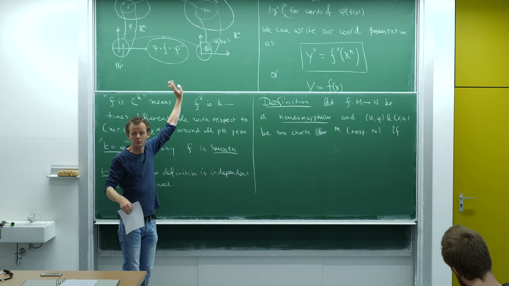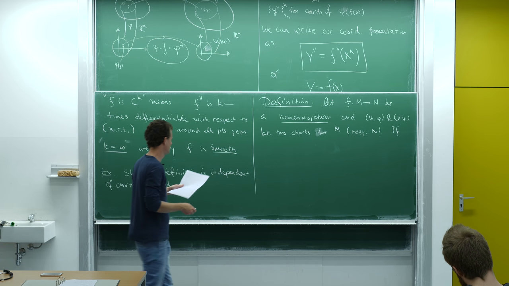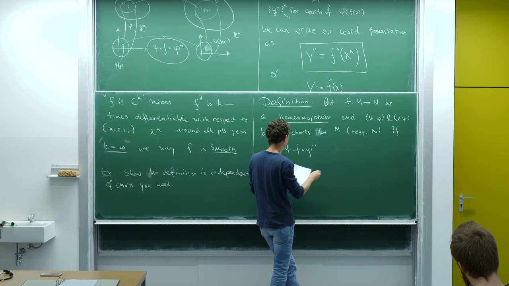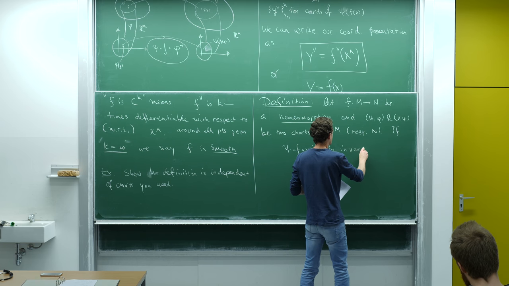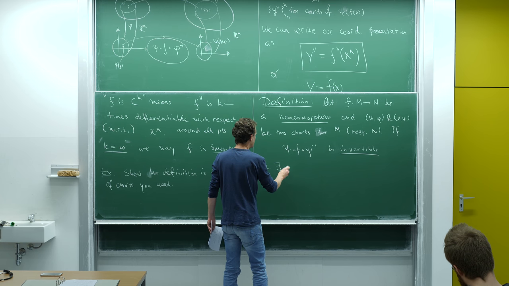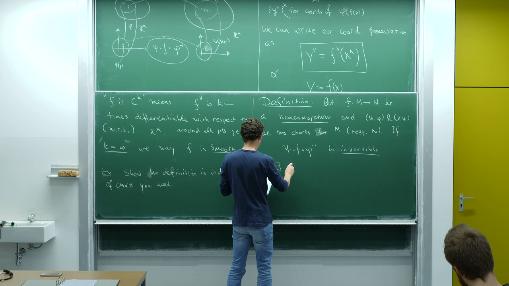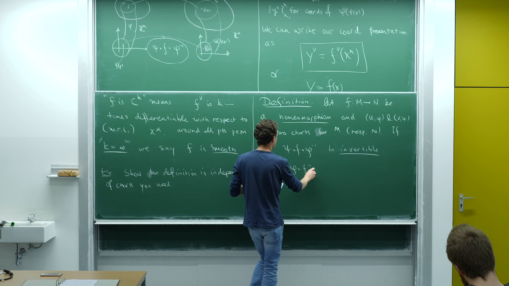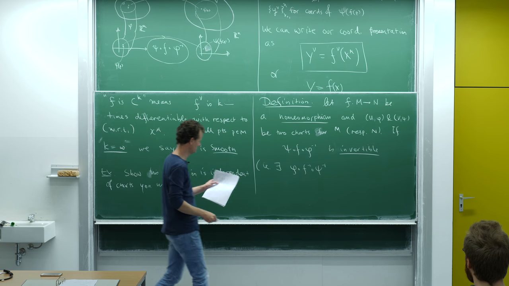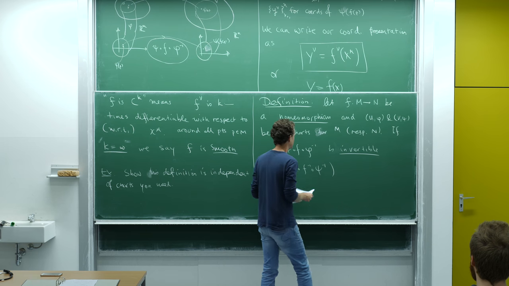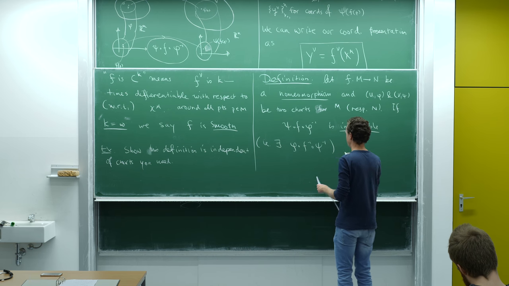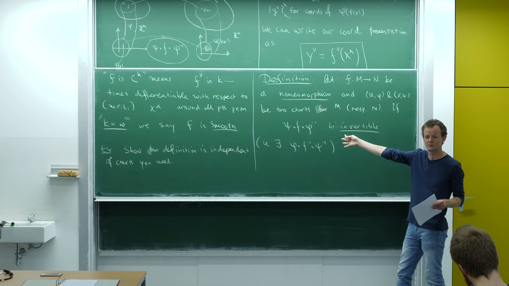Map, we've got two charts around our points. Now, if it turns out that this coordinate presentation here is invertible, i.e. there exists a function with coordinate presentation given by F inverse, well, that's guaranteed from the definition of homeomorphism. There is an inverse for sure.